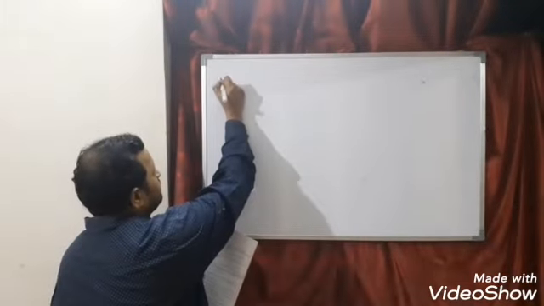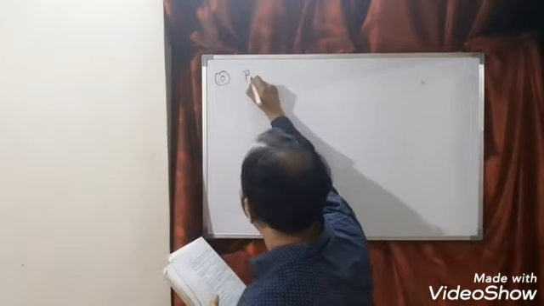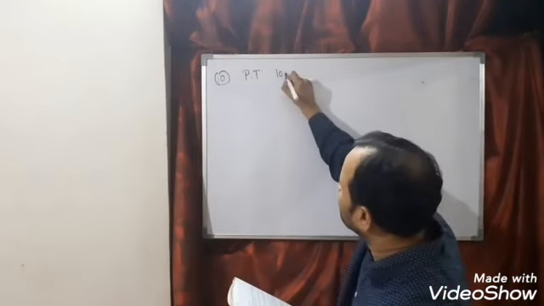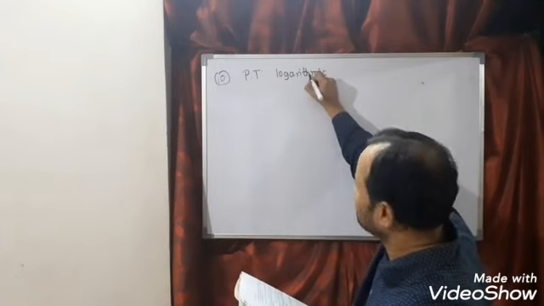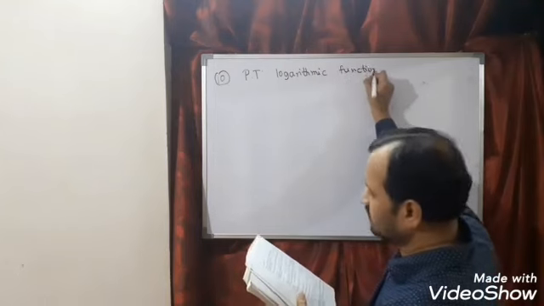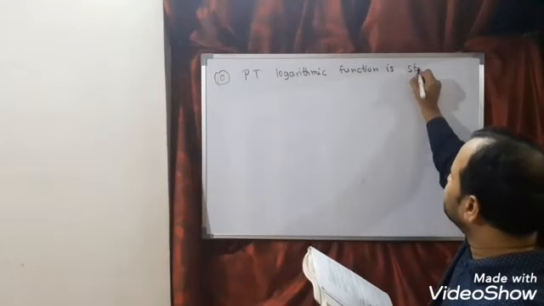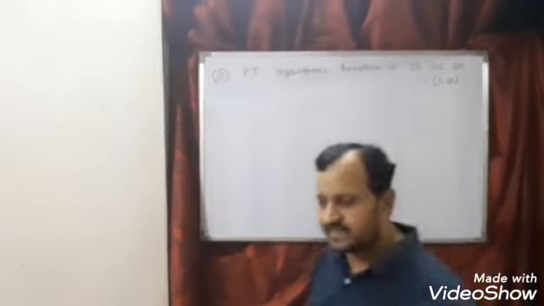The next question is question number 10. Question is: prove that logarithmic function is strictly increasing on 0 to infinity.